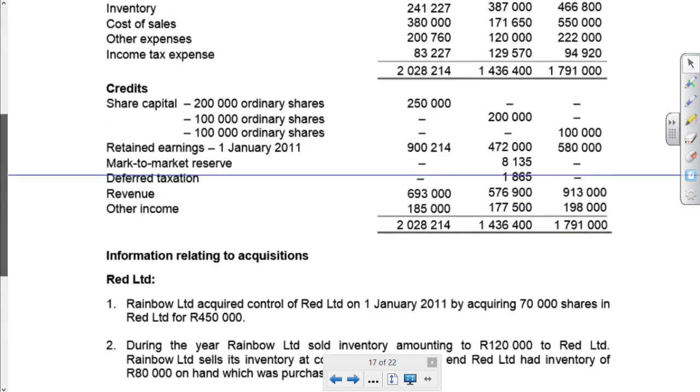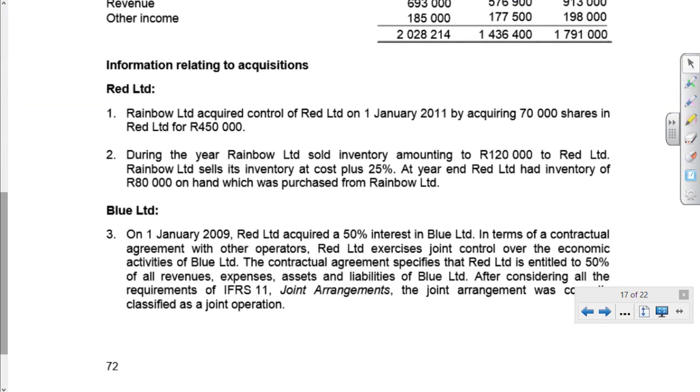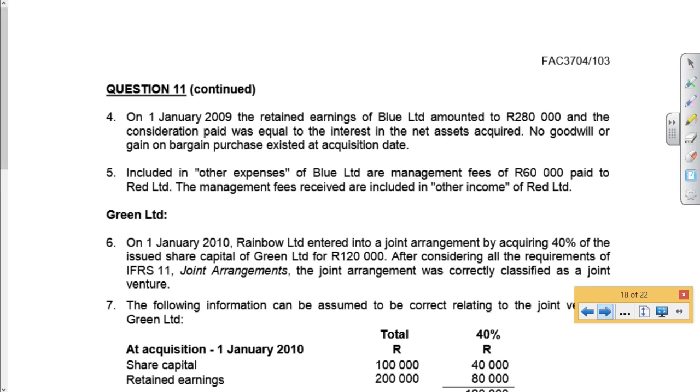If we look at the information, we have control of red. And Rainbow sold inventory to Red, but that's okay because that's the parent making the profit. It's always the same intercompany stuff. And then Red acquired Blue. They have joint control, and they say it's a joint op. So Blue's a joint op. Red is a subsidiary. And then Green is a joint venture.